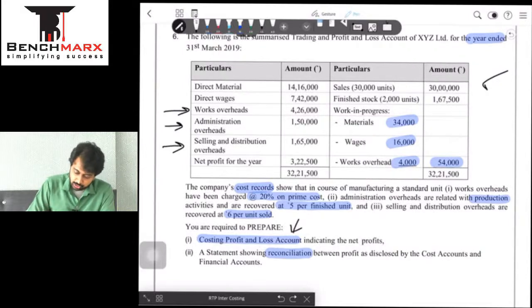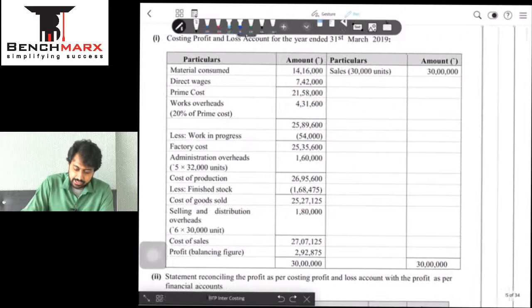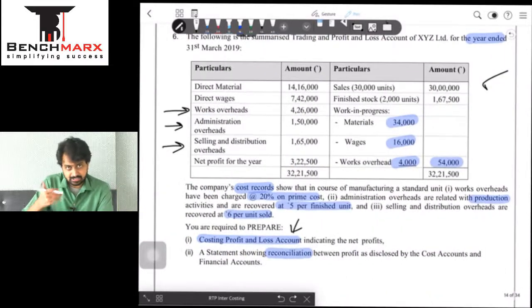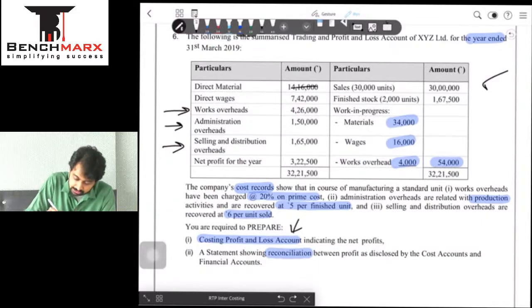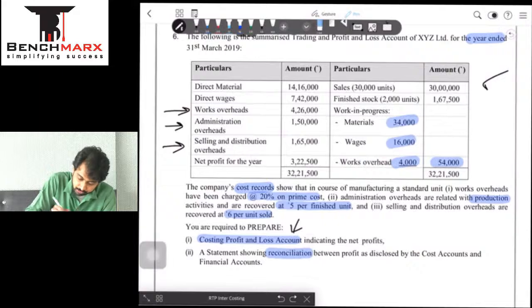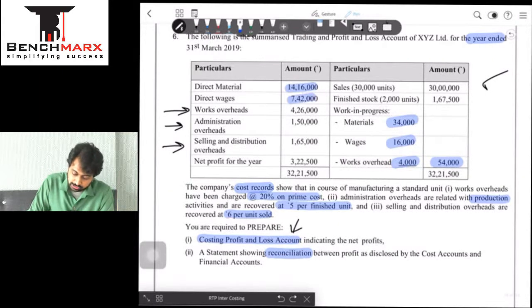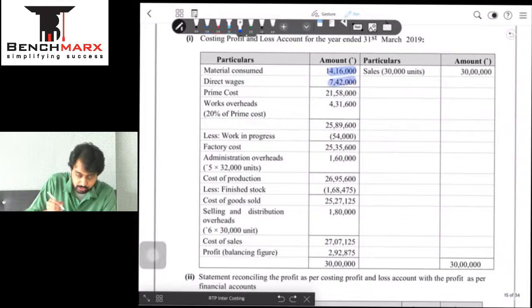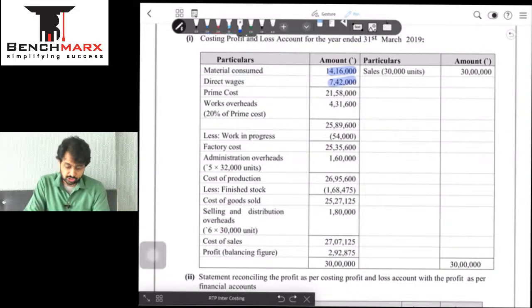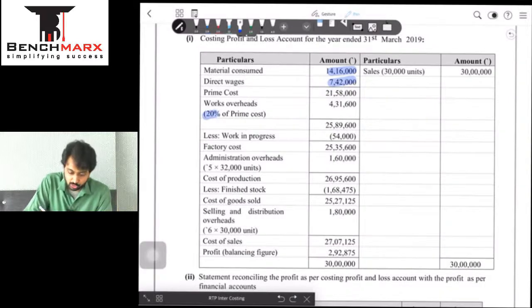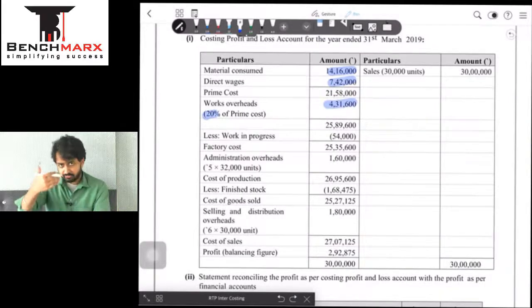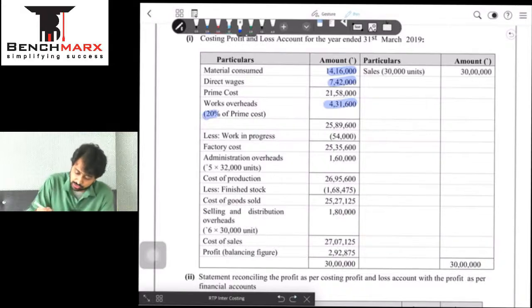ठीक है, so let us make the costing profit loss account. So as I said, if details are not given, then I'll take the same materials and wages consumed as there in the financial records. So materials is अपना 1416, and labor is 742. So 1416 and 742, this is how I get my prime cost. Coming to works overheads, it was 20% of prime cost, so 2158,000 ka 20% appears to be this. After I add this, I get my gross factory cost. After this, I adjust my opening WIP, I less my closing WIP as well.